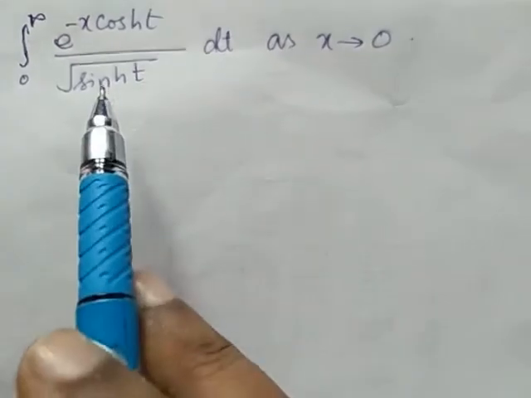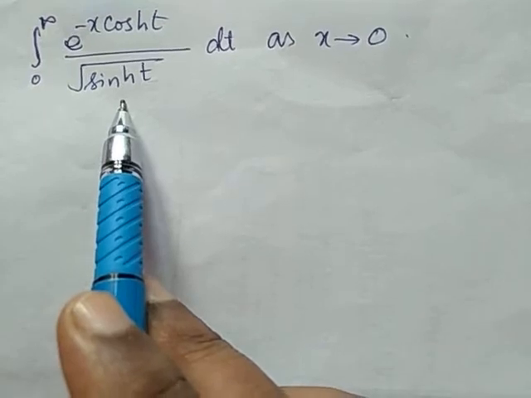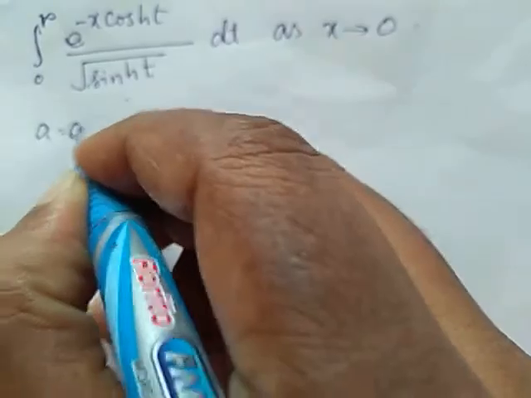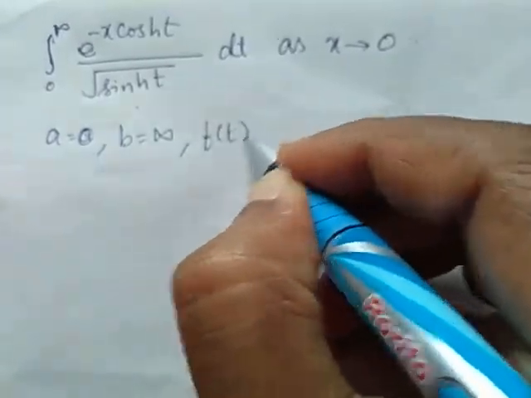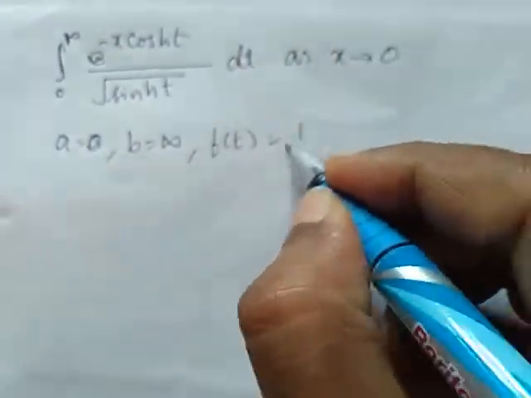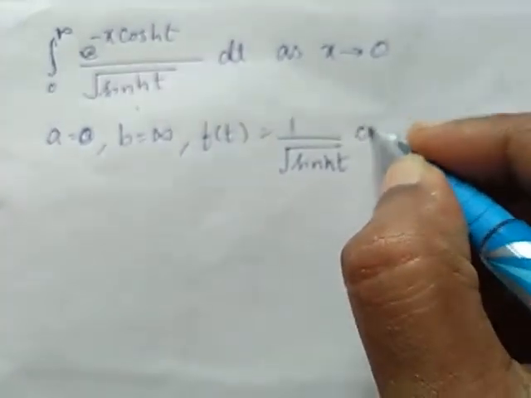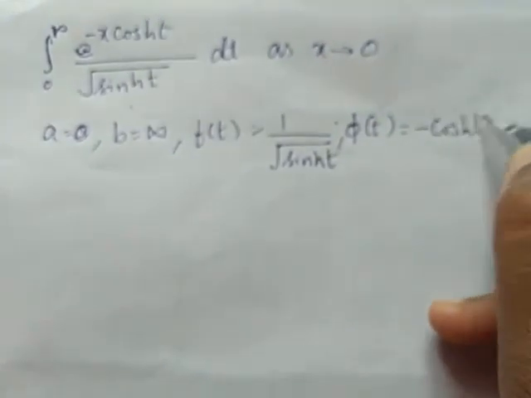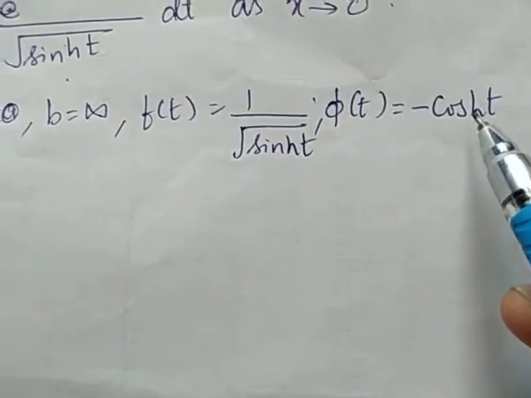Now this is our given integral. Comparing this integral with the standard form, the lower limit 0 is our a and the upper limit infinity is our b, and f of t, the coefficient of the exponential term, is 1 by root of sinh t, and phi of t is minus cosh t.